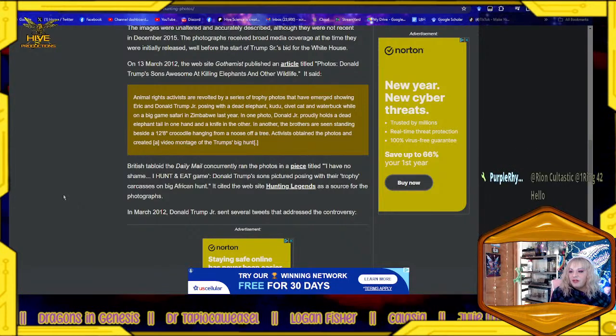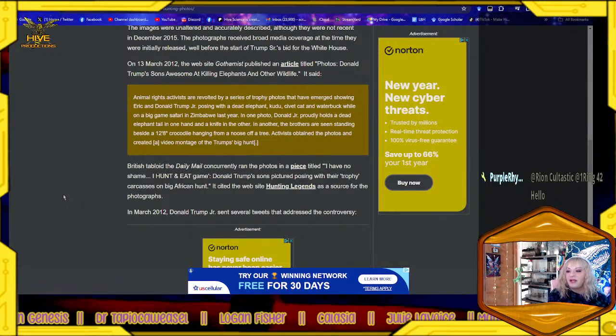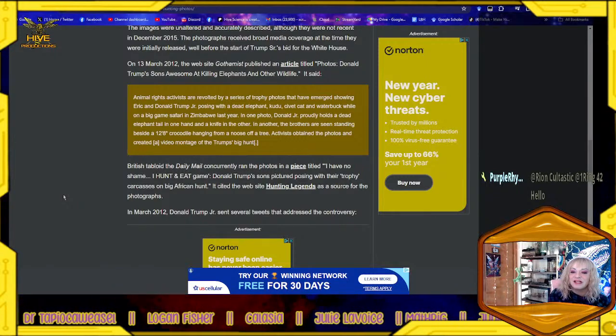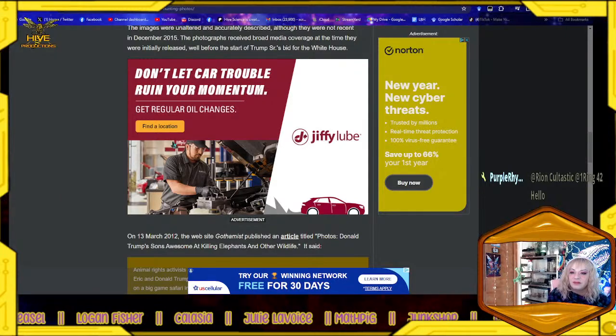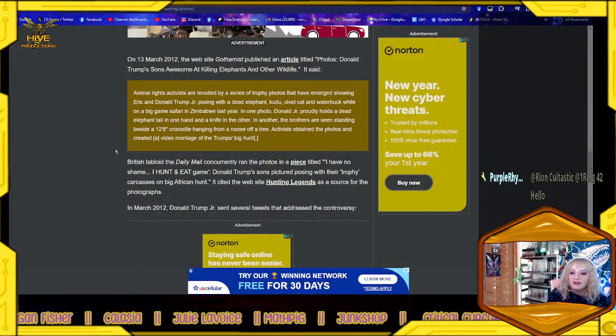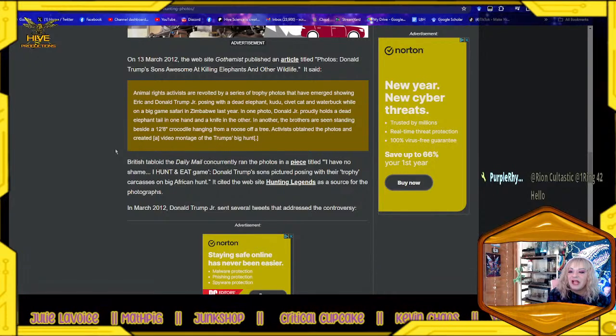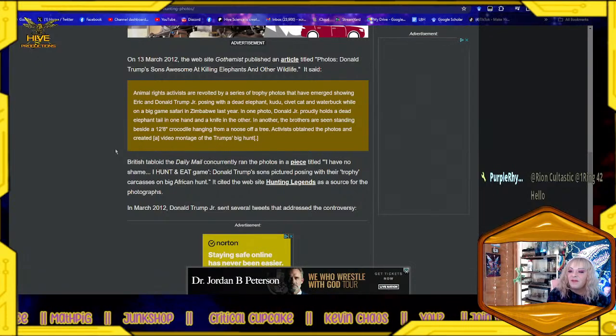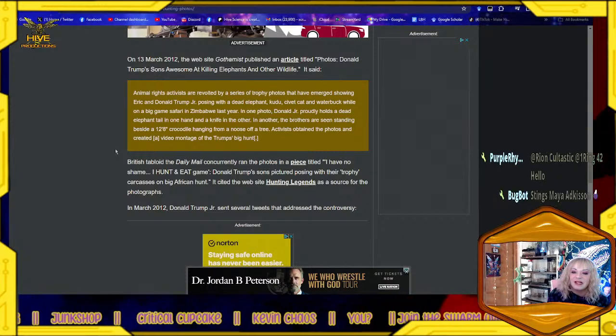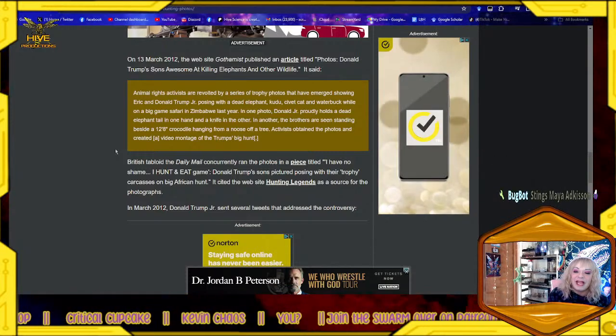In one photo, Donald Jr. proudly holds a dead elephant's tail in one hand and a knife in the other. In another, the brothers are seen standing beside a 12.8 foot crocodile.